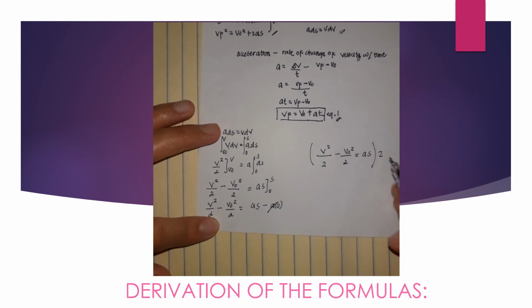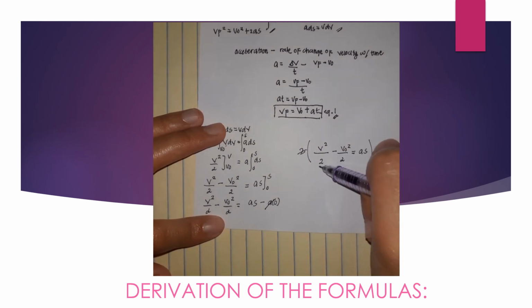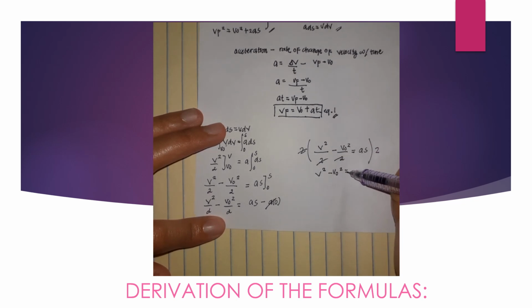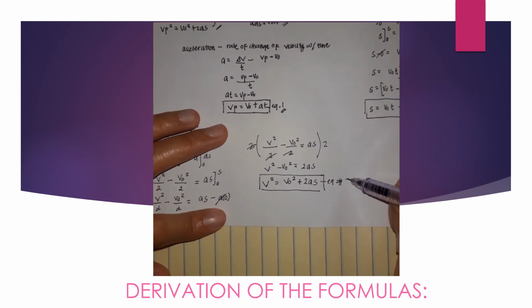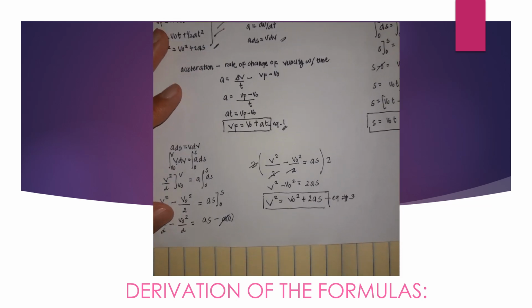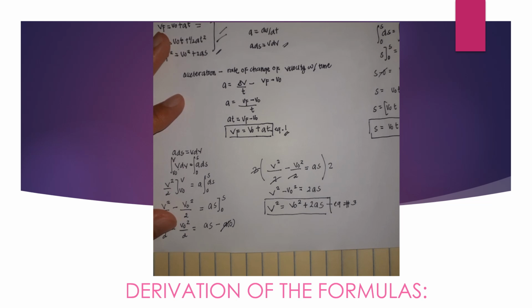And we'll multiply this by 2 both sides so that we can cancel the denominator. So we have v squared minus v initial squared equals 2as. And again, we can transfer our v initial to the other side. So we have v squared equals v initial squared plus 2as. And this is the final formula that we derived, equation number 3. So we derived our formulas using our variable acceleration formulas.